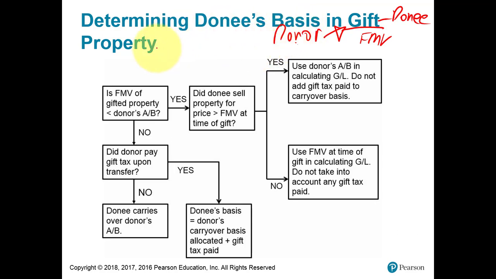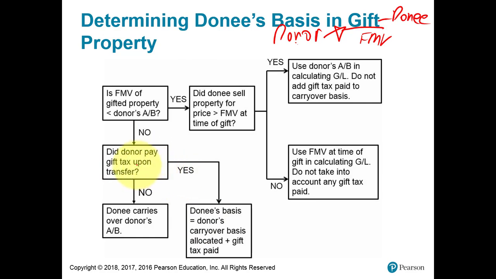This is not the easiest flow chart to follow, so I'll try to interpret it for you in English here. So here's the gift being made, and they're asking whether the value on the date of the gift is less than the donor's adjusted basis. Let's go the easier question here. We're going to say no. In other words, the fair market value is bigger than the basis. That asset has increased in value while the donor had owned it. Okay, so we're going to go down, and let's assume there is no gift tax.